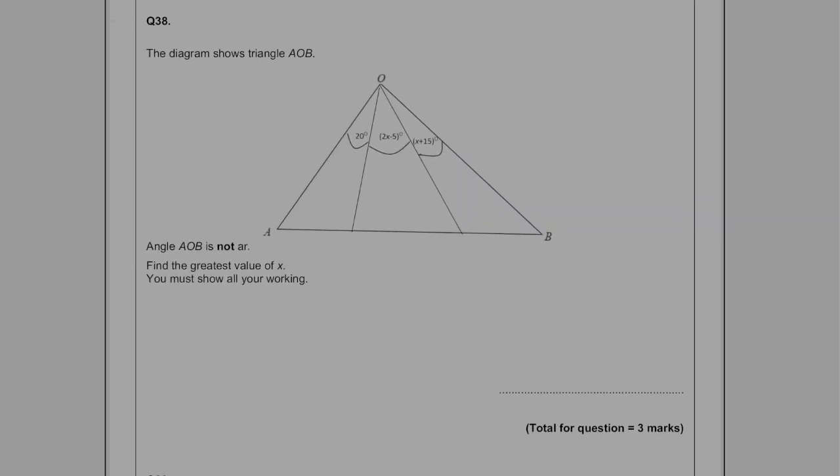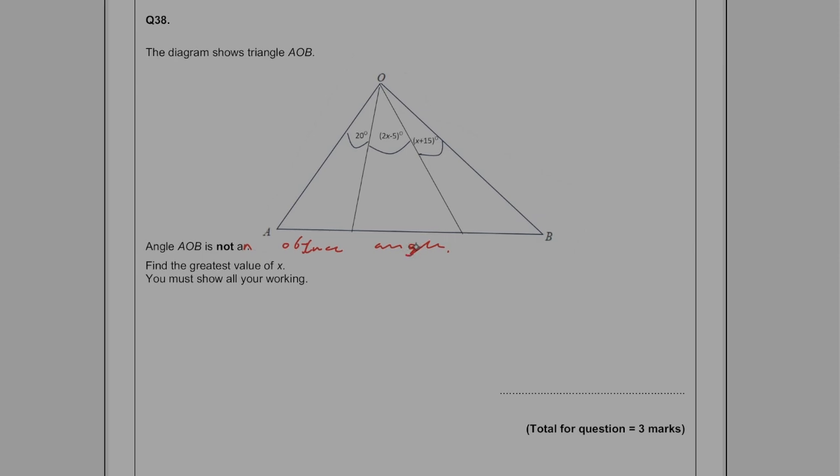Okay, question 38. This diagram shows triangle AOB. Angle AOB is not... So this is my fault. That should say not a right angle. So I've just checked with my original version and it should say not an obtuse angle. Hopefully you worked that out from either the problem pair or the original.